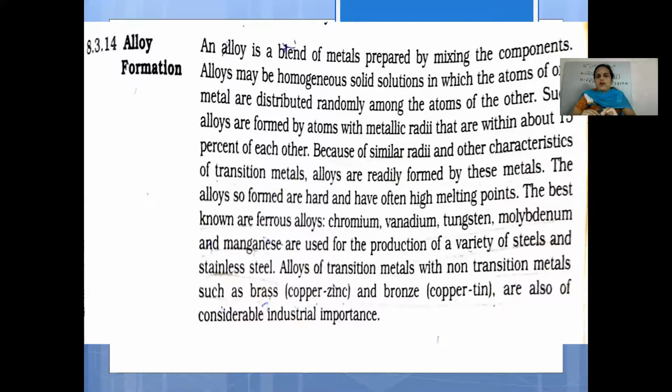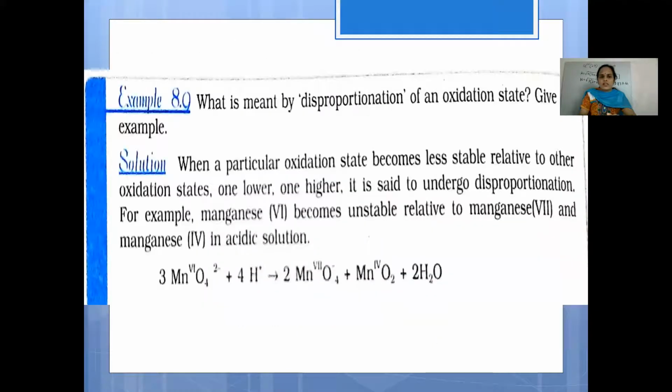The best known are ferrous alloys; chromium, vanadium, tungsten, molybdenum and manganese are used for the production of a variety of steels and stainless steel. Alloys of transition metals with non-transition metals, such as brass, copper-zinc, and bronze, copper-tin, are also of considerable industrial importance. So d-block elements can also form alloys.